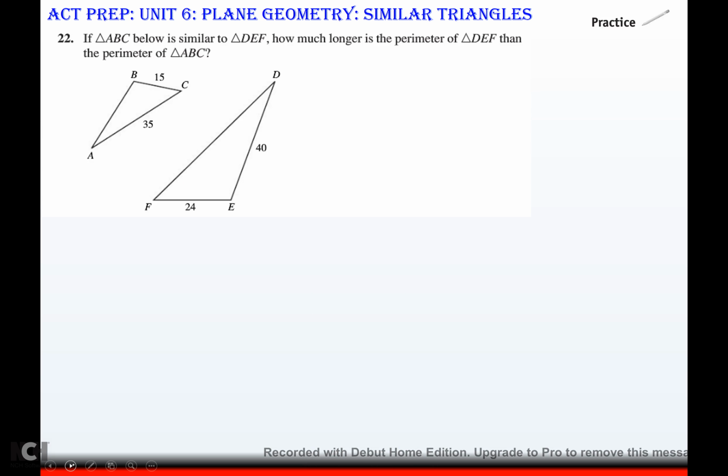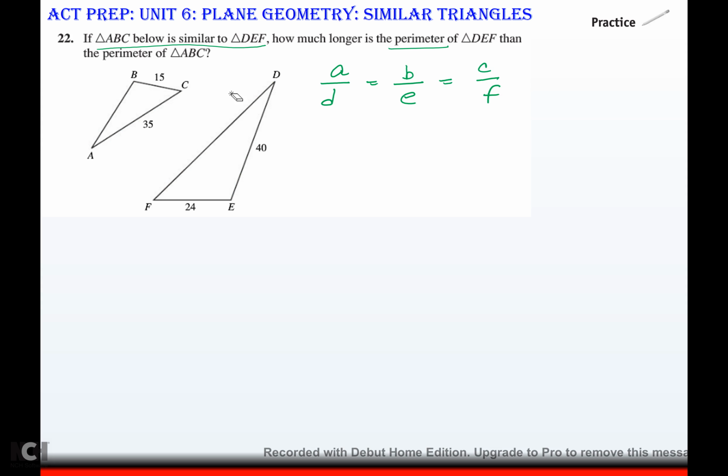Alright, if ABC below is similar to DEF, how much longer is the perimeter of DEF than the perimeter of ABC? Well, to find perimeter means I need to add up all the sides, which means I need to know all the sides. Because of this statement, I know that little a corresponds to little d, which is equal to little b corresponding to e, which is equal to little c corresponding to little f.